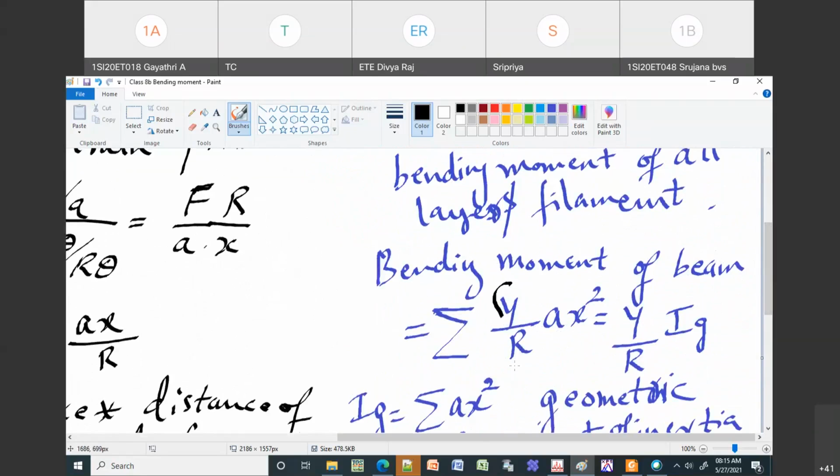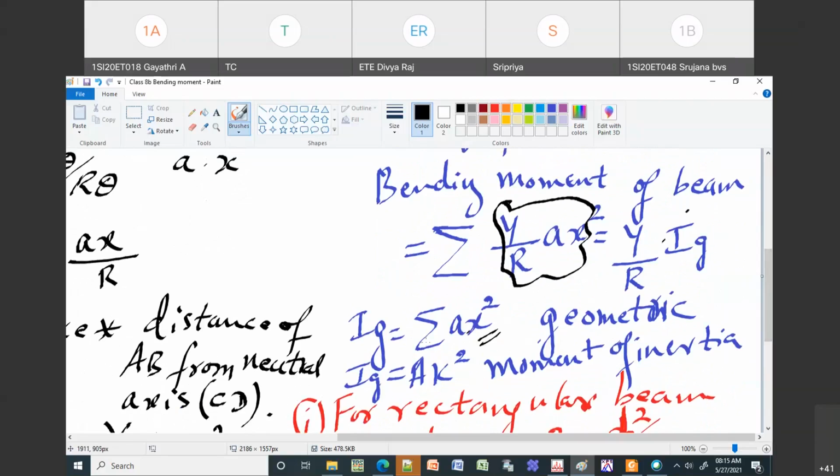So this is what we got for the first layer AB. You can do the same formulation for other layers, and you will still get the same value. Okay, y by r into a x square. So this summation of a x square, we are going to represent as Ig. Ig is nothing but the geometric moment of inertia. So this can also be written as Ig is equal to A into k square. A is the area of cross section of your beam, and k is the gyration constant. It is going to change with respect to the geometry of the beam.